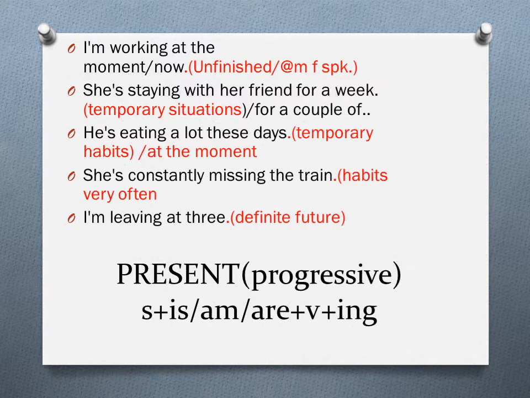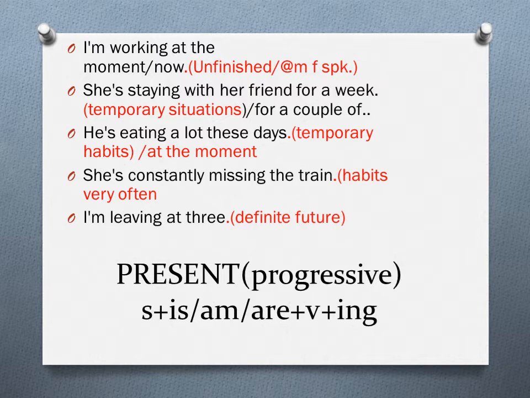Another example, she is constantly missing the train. There, habits very often, constantly missing the train. Look at the usage, constantly. There also we use subject plus is plus verb plus ing. Last example, I am leaving at 3 o'clock. There it is a definite future and it is already planned also. There is no confusion regarding the departure. So I am leaving at 3.